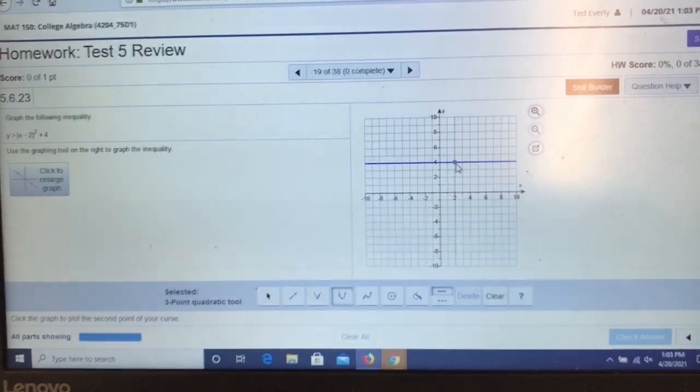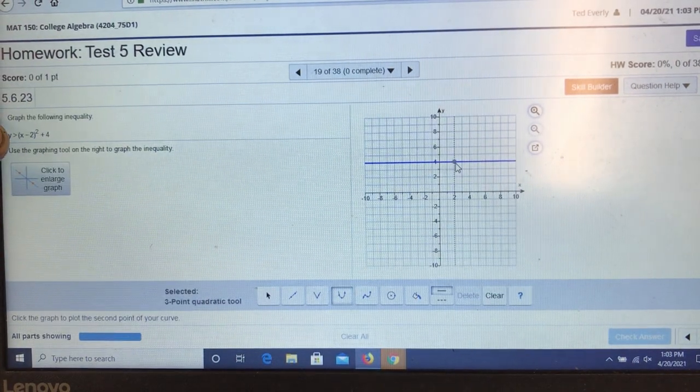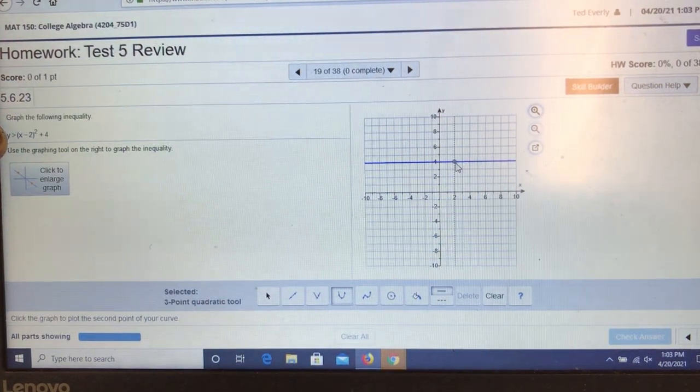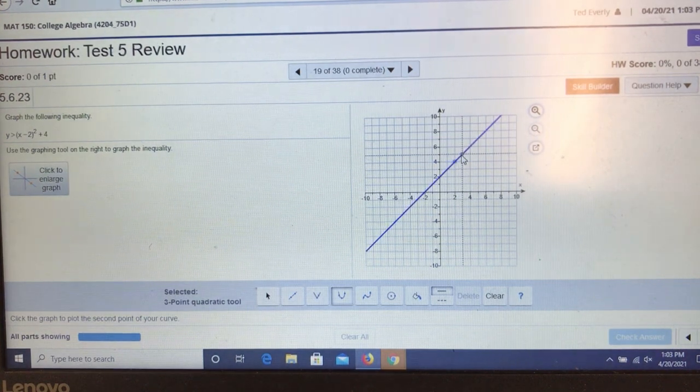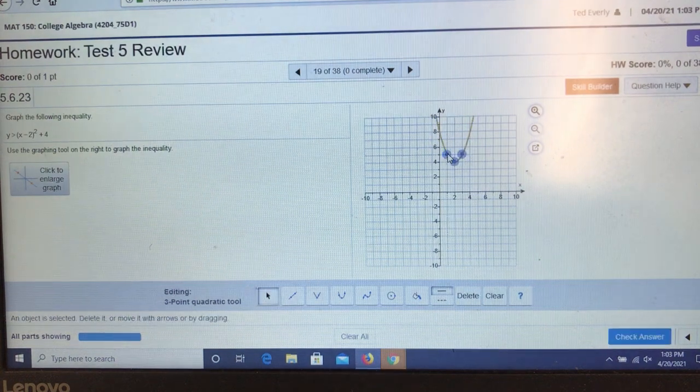Okay. Now, there's no negative in front, which means it's going up. And there's no number in front. So that means when I go over 1 here, I'm going to go up 1. And I'm going to do the same thing to the left. So there's my parabola.